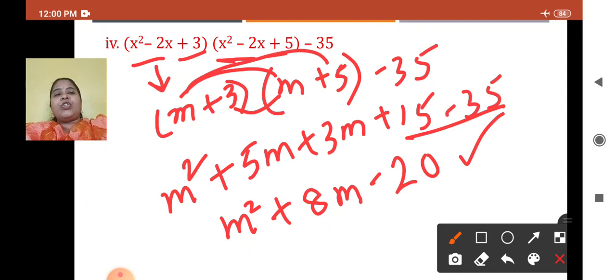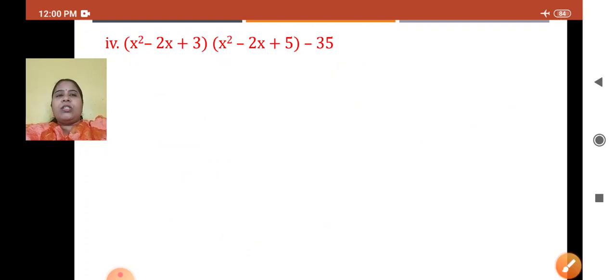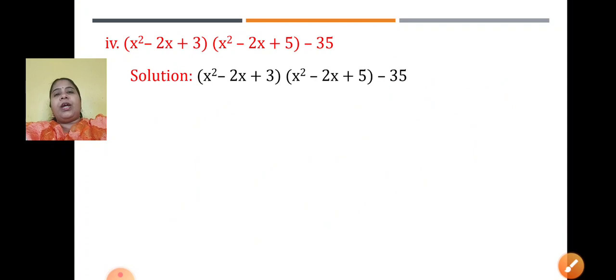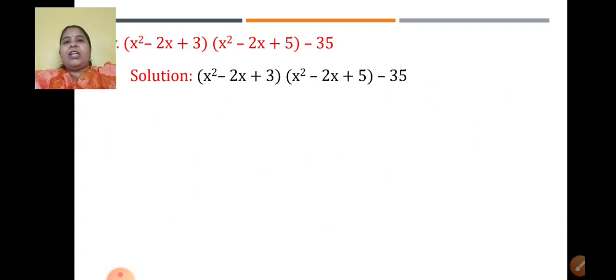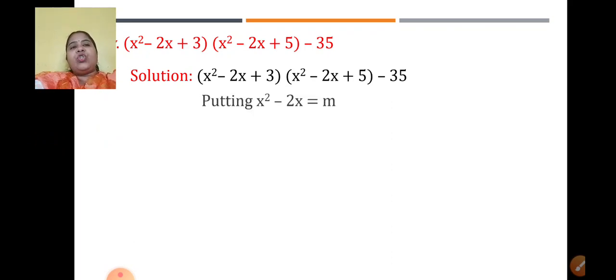I hope you have understood the initial steps. See, all the sums are slightly different, but I hope it is not difficult for you now. Please have the habit of writing it along with me. After this, I am putting x square minus 2x as m. So this expression will change to m plus 3, m plus 5 and minus 35.